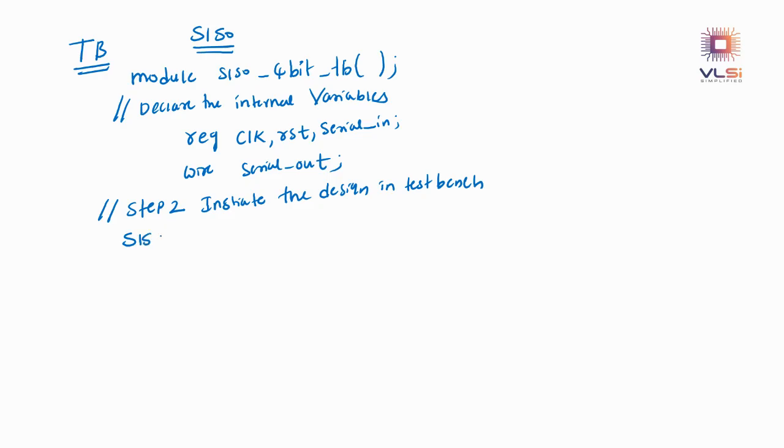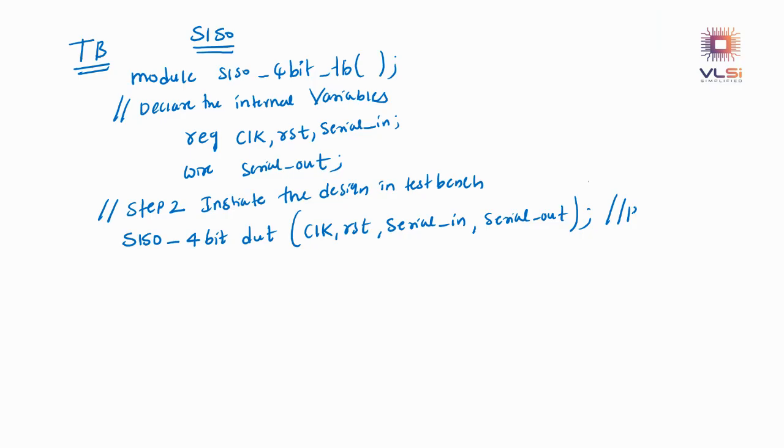SISO 4 bit DUT clock, reset, serial in, serial out. So by position I am giving the values, okay, instantiating the values. Port values I am giving by position, instantiating this SISO by position.